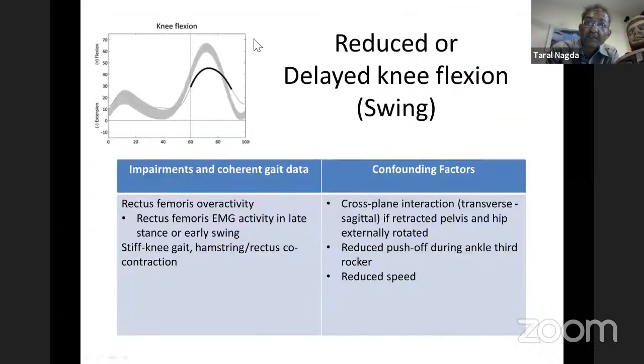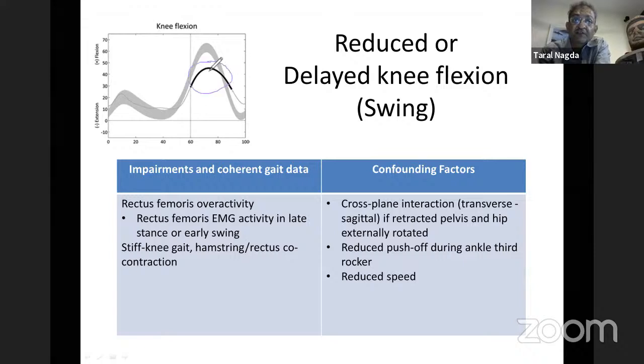So, reduced or delayed knee flexion in the swing phase, on the other hand, is generally because of rectus tightness. So, the moment you see this kind of picture, reduction in peak knee flexion in the swing phase, you must examine clinically for rectus tightness by doing a prone rectus test. But you must remember that this can also very commonly result from a reduced speed. So a child who has normal recti but has reduced speed will also have this kind of problem. So clinical examination in that case, the prone rectus test, will be negative.